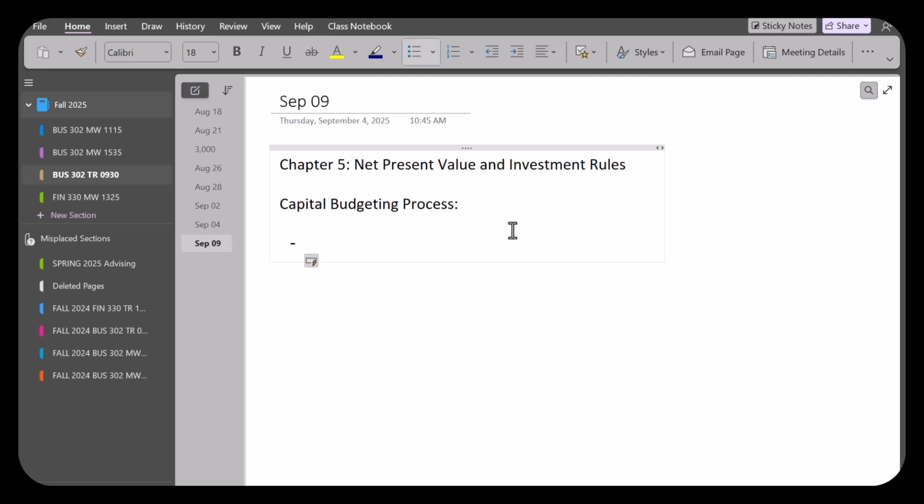Capital budgeting has essentially three distinct portions. The first one is called calculating or estimating cost of capital.